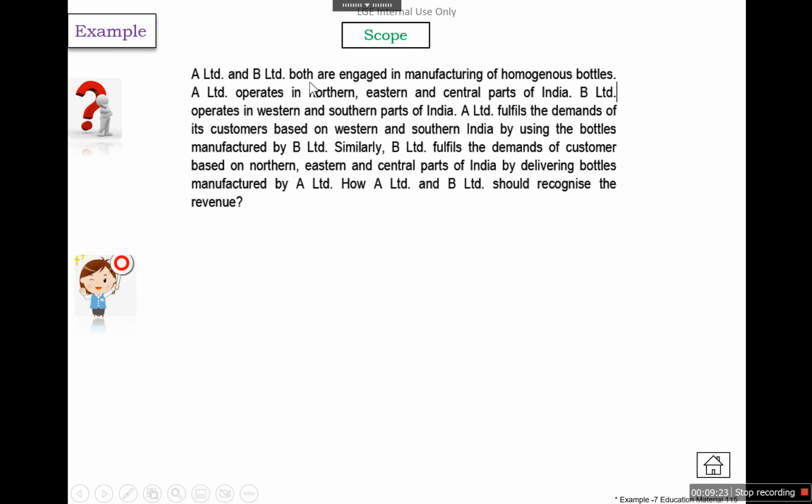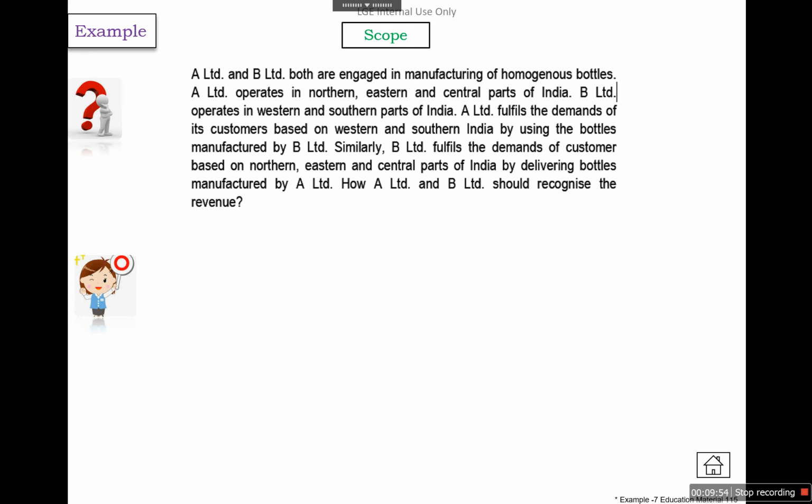A Limited and B Limited are both engaged in manufacturing of bottles. A Limited operates in the northern, eastern and central parts of India. B Limited operates in the western and southern parts of India. A Limited fulfills a demand of its customers based in western and southern India by using bottles manufactured by B Limited. Similarly, B Limited fulfills the demand of customers based in northern, eastern and central India by delivering bottles manufactured by A Limited. How should A and B Limited recognize the revenue?